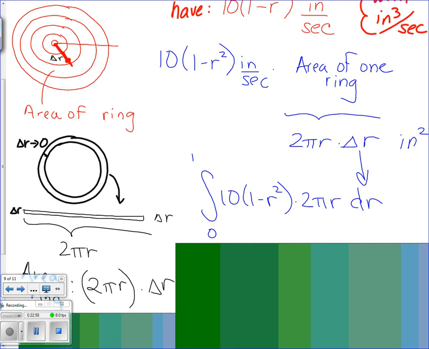Integral from 0 to 1 of, that's my inches per second, and this would be in inches, and that's going to be in inches. So units will result in inches cubed per second. And I'm taking a cross-sectional area times the velocity of the water that flows through.